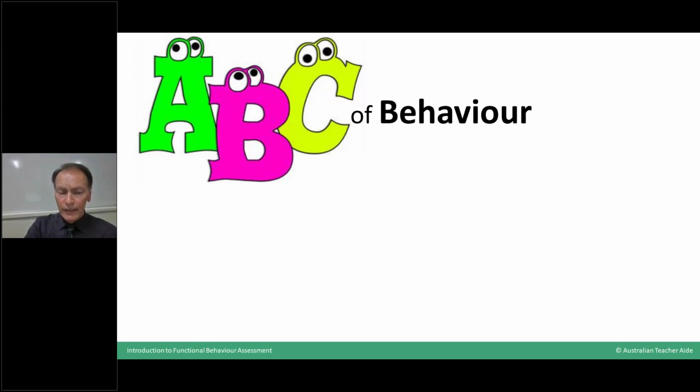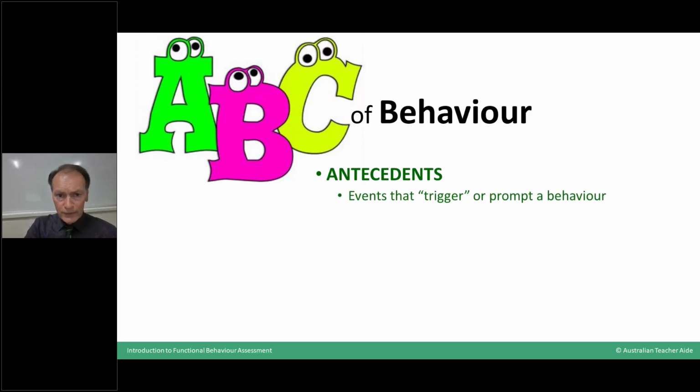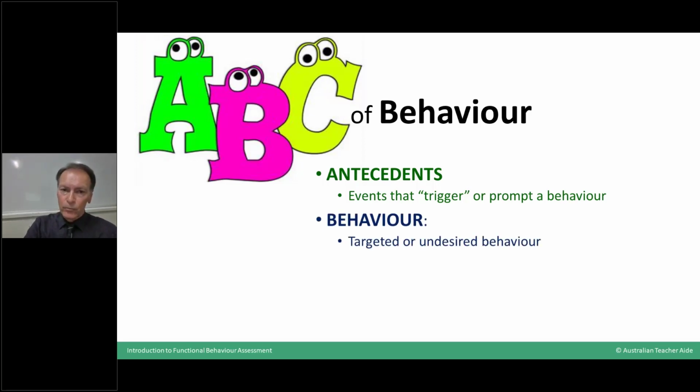The ABC stands for: the A is antecedents, and that's the events or triggers that prompt a behaviour. They're what come before the behaviour. The B obviously stands for the behaviour itself. That's whatever it is that we target and say is undesirable. And the C is for consequence.